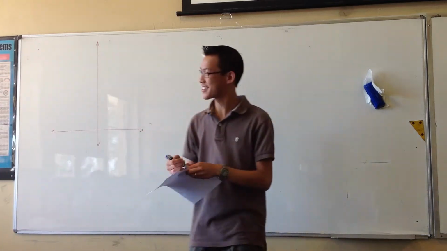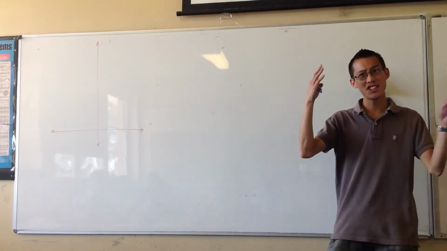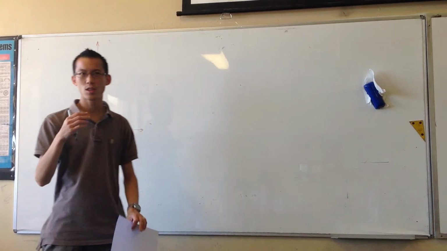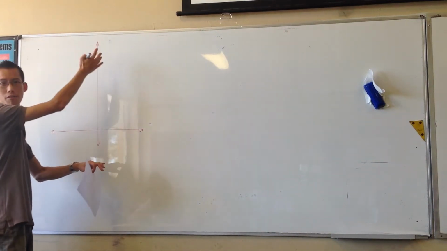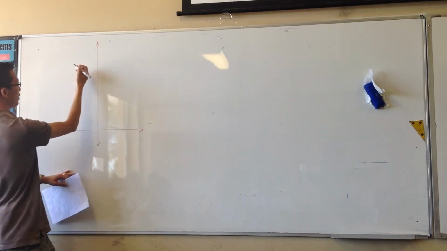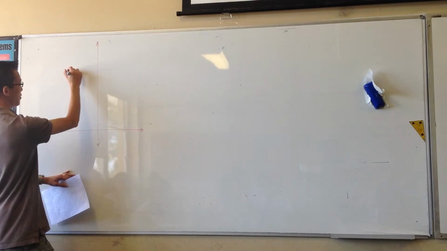Alright, shall we have a go at this? So cos inverse, do you remember what it looks like? It's the one where it's from 0 to pi, right? So that's why I'm just above the axis. So, let's see here.